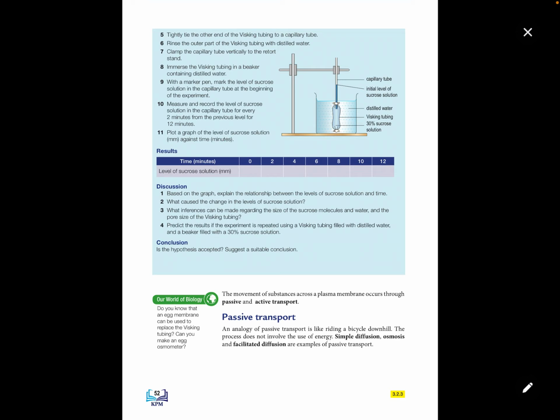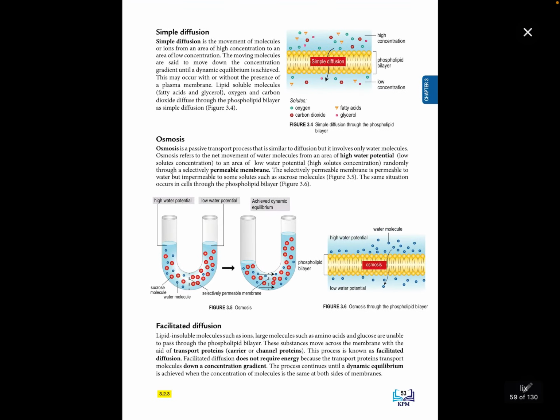The main thing about passive transport is that it doesn't require energy, while active transport requires the use of energy. The three types of passive transport that you normally come across are simple diffusion, facilitated diffusion, and osmosis. Simple diffusion is moving molecules from a high concentration to a low concentration, and this occurs anywhere. A main example is oxygen.